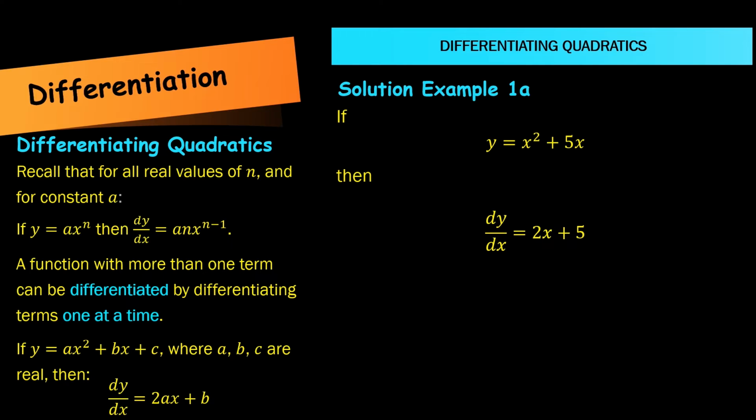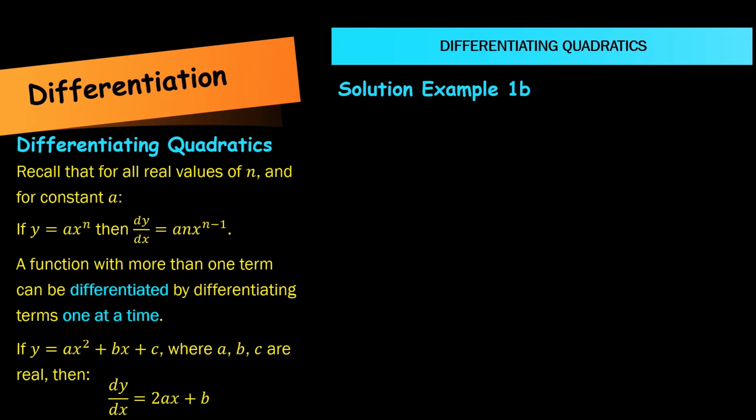How did we find this? Notice that in our quadratic, a equals 1 and b equals 5. We can simply plug these values in to obtain dy dx equals 2 times 1 times x plus 5.